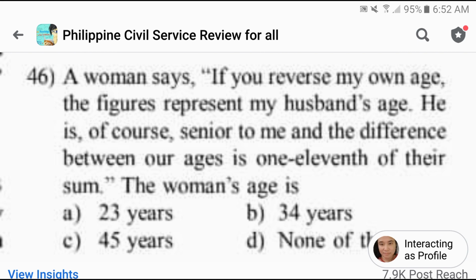A woman says, "If you reverse my own age, the figures represent my husband's age. He is, of course, senior to me, and the difference between our ages is 1/11th of their sum. The woman's age is A, 23 years, B, 34 years, C, 45 years, or is it D, none of these?"